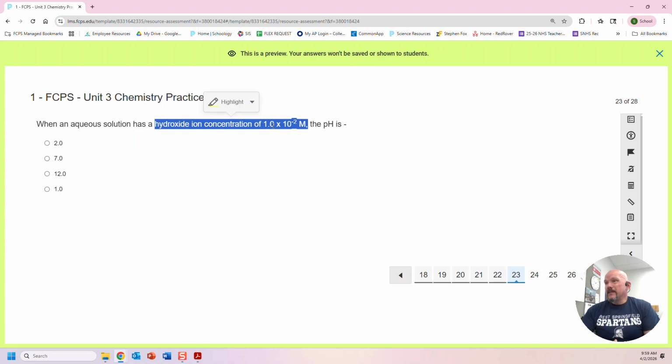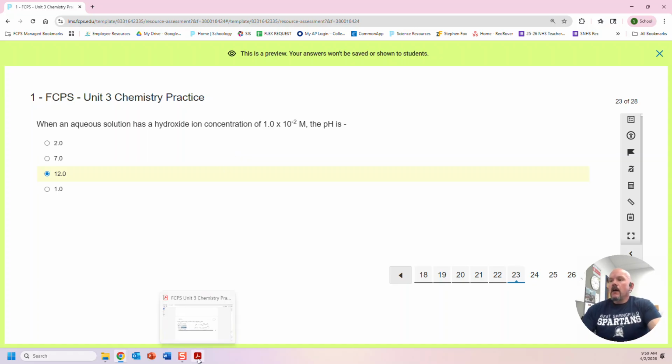Okay, so again, we're in scientific notation, so the pOH is going to end up being 2, and then 14 minus 2 would be the pH. Right? It's a basic solution. Sodium hydroxide is a base, so it should be above 7. Okay.